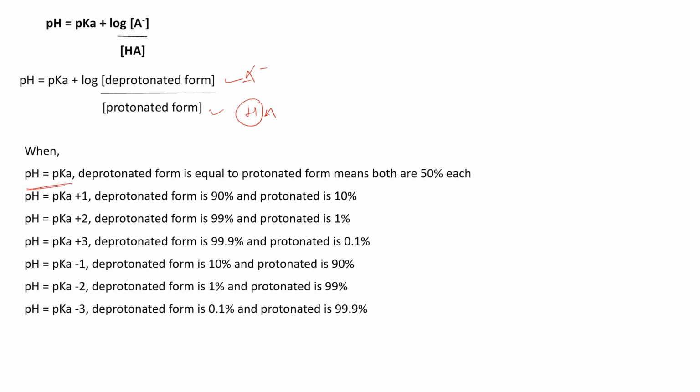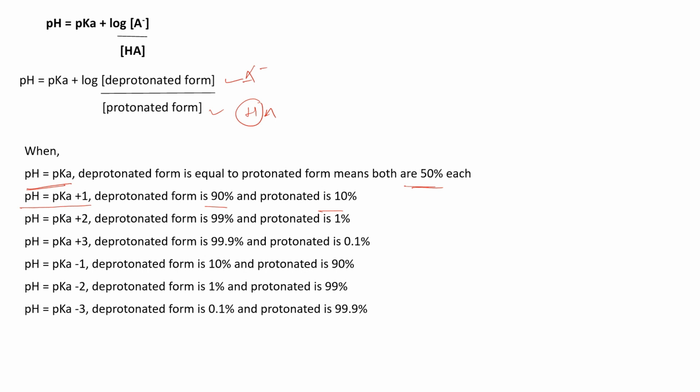If pH equals pKa, it means A minus and HA concentrations are the same. That means percent wise, both are 50%. If pH equals pKa plus 1, that means pH is more than pKa. In that case, deprotonated form will be 90% and protonated form will be 10%.